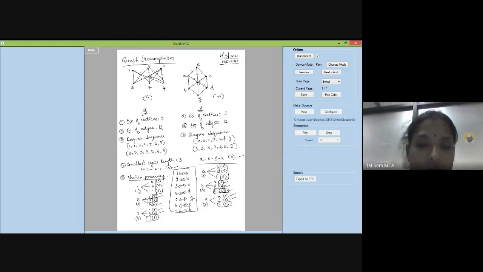See, you don't have to take in this order only. You can take any vertex at random out of this. 7 vertices are there, so you can take any vertex. For example, I took 1. If I take the first vertex, what is the degree of 1? 3. Correct? Yes. Now, 1 is incident with 3 different vertices. That is 2, 6 and 7. Right? Yes.